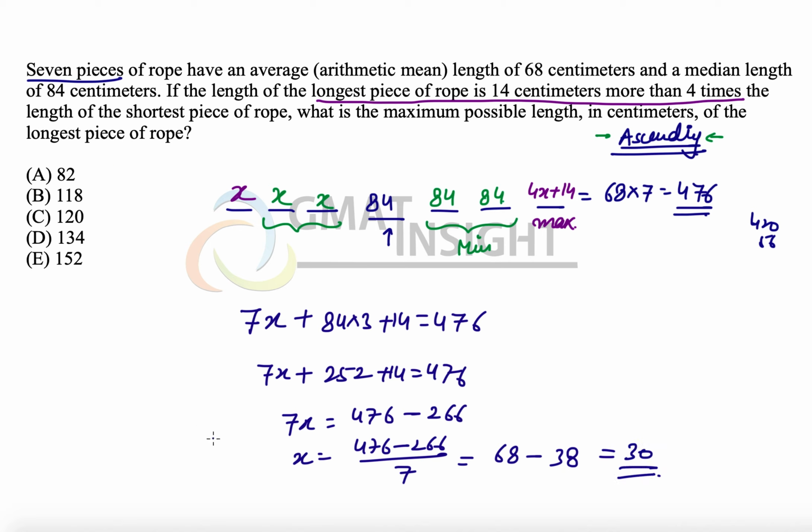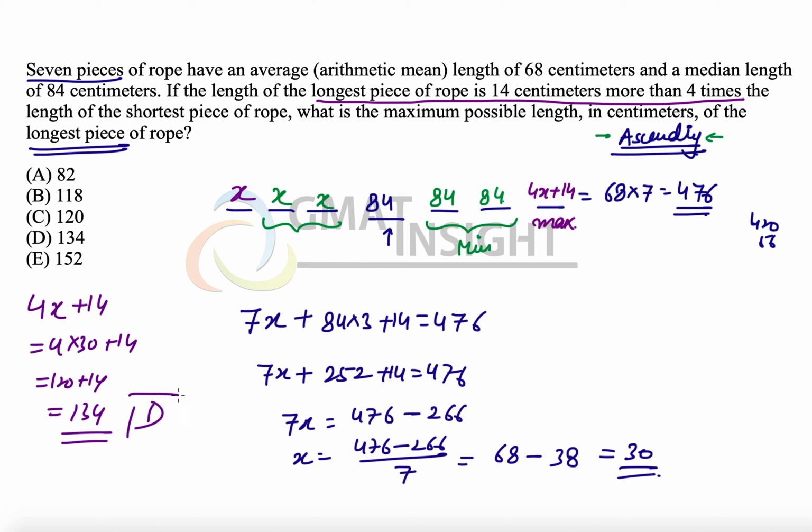So the value of x we have got is 30, but the question is asking the maximum possible length of the longest piece. So the longest piece here is 4x plus 14. Let's quickly calculate. For x equal to 30, 4x plus 14 will be equal to 4 times 30 plus 14, which is equal to 120 plus 14, which is 134. That's option D. I hope you enjoyed the explanation. This is also the rule of maxima and minima that helps in statistics and also in number properties. Thank you so much.